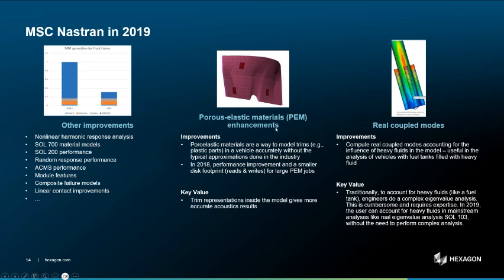Poroelastic materials is a feature that's actually over quite a wide range of Nastran versions. There's improvements to this. In short, it's a way to model trims, so the plastic parts in a vehicle, without the typical approximation that's done in this industry. And this is typically used for acoustics. So it's to model the behavior of the plastic parts in, let's say, a plane or a car and get the correct behavior by including those effects.